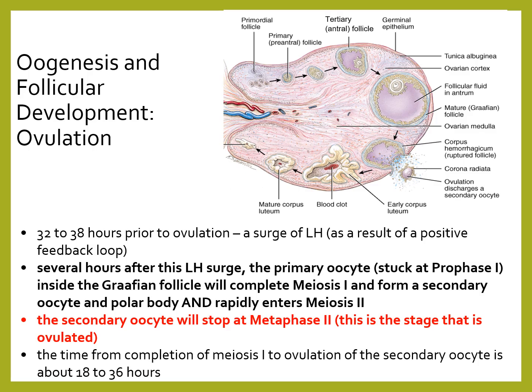The secondary oocyte is going to attempt to complete meiosis 2, but it is only going to get as far as metaphase 2 and it's going to stop. The polar body is going to complete meiosis 2 and it's going to divide into two cells, both of which are called polar bodies. The secondary oocyte, like I said, is stopped at metaphase 2, and this secondary oocyte, which is halted at that meiotic phase, is the stage that is ovulated. The time from completion of meiosis 1 to ovulation of this secondary oocyte is anywhere from 18 to 36 hours.